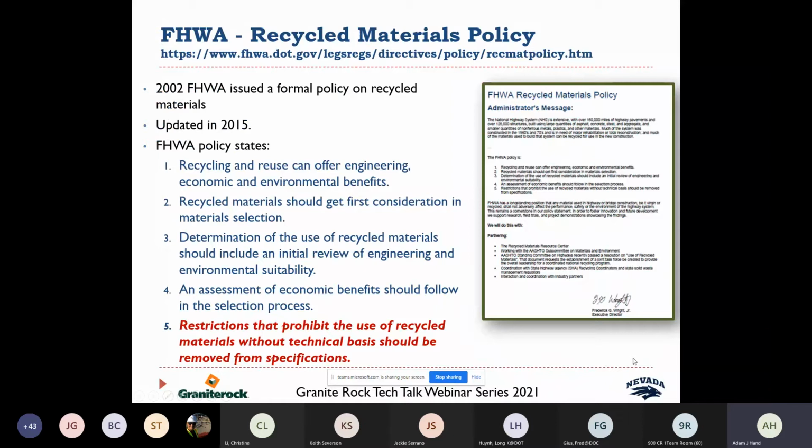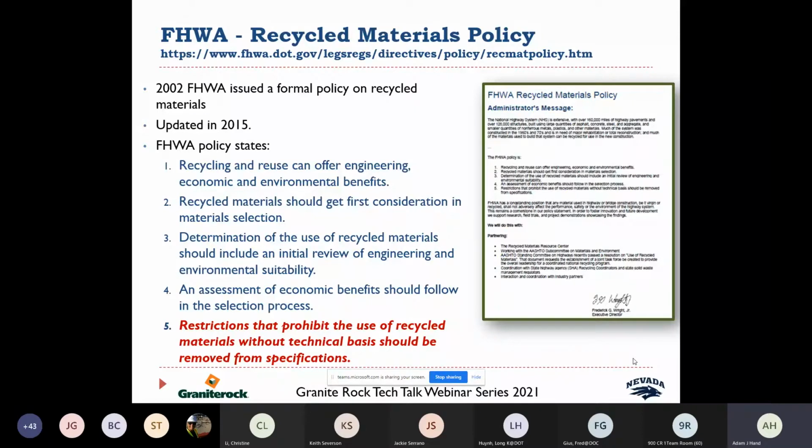What this memo in summary says, and the first draft of the policy was 2002, and then in 2015 it was updated, is that recycling and reuse can offer engineering and economic and environmental benefits. Recycled materials should get first consideration in material selection. Determination of the use of recycled materials should include initial review of engineering and environmental suitability, and then obviously economic analysis.